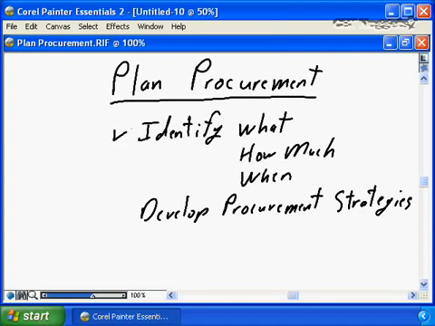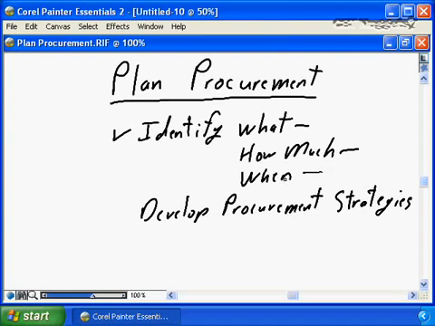It's identifying what you need to buy. What does the project require that can't be delivered internally within the organization, internally within the project team itself? How much do you need to buy? Do you need to buy additional resources? How many? Do you need to buy materials? How many? Do you need to buy services? How many? And it's identifying when you need to buy it.